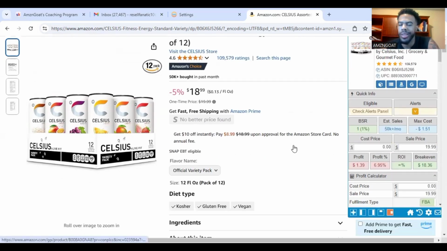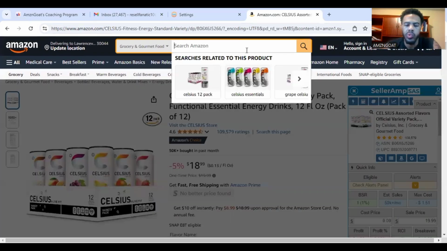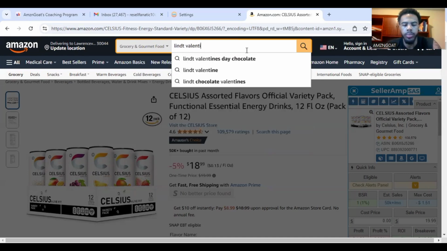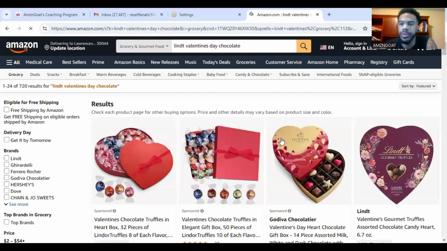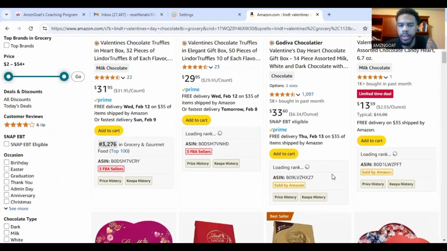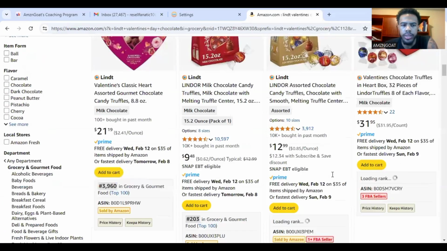I want to try to find a better product. Let's see. All right, Valentine's Day is on the way, so let's look up Valentine's Day chocolate. All right, cool. 13.99. Let's find a product that Amazon isn't selling.